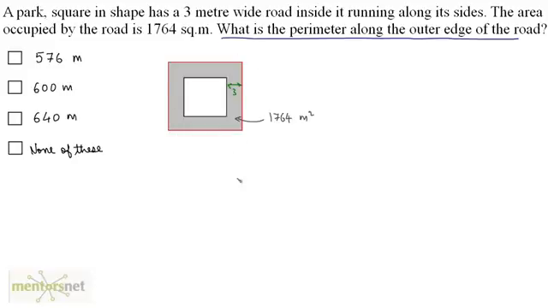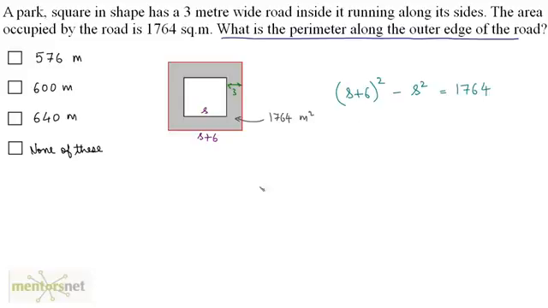Let us assume that the side of the inner square is S. So the side of the outer square will be S plus 6, isn't it? We have 3 meters on both the sides, so this will be S plus 6. Now the area of the outer square minus the area of the inner square will give you the area of the shaded region. So I have (S plus 6) whole square minus S square equals 1764.